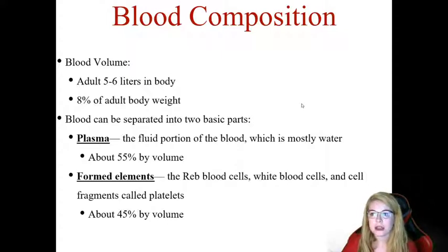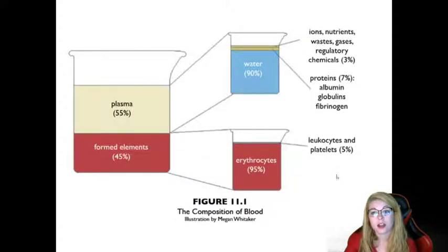And so if we go to the next slide, there's a photo from your book that kind of breaks this down. So you guys can see here, we've got the formed elements making up 45%, okay? And of those, that's going to be your red and white blood cells and platelets. And then we've got your plasma, which is about 90% water, and also includes things like ions, nutrients, waste, gases, and regulatory chemicals. And some major proteins, which we're going to be discussing at a later point, including albumin, globulins, and fibrinogen. Okay?